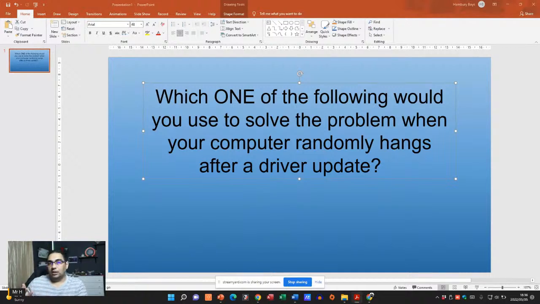Now, remember, this driver software could cause major problems. So of the options I've got here, I'll probably end up going with a system restore so that the PC can go back to the point in time before I actually worked with that driver software. Okay, so this is how you can approach your multiple choice.